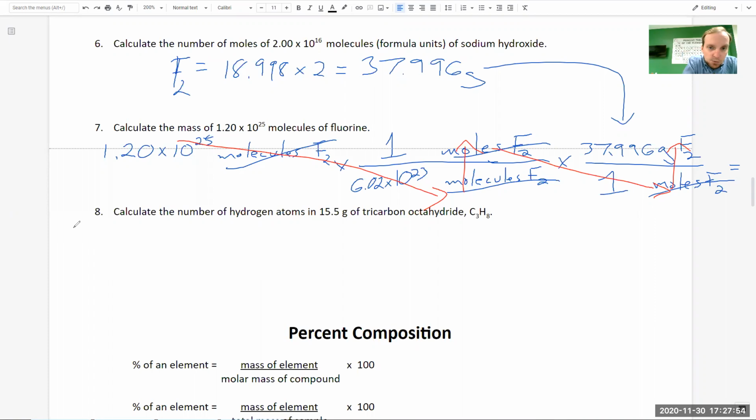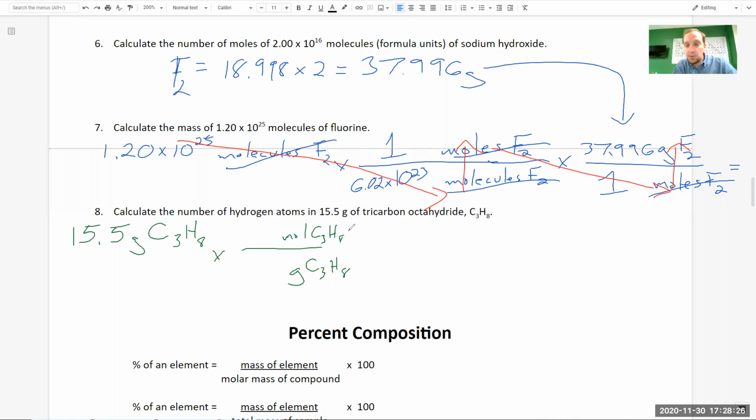What we have here is 1.55 grams of tricarbon octahydride, which is propane. So we're going to calculate the number of hydrogen atoms, not just atoms, but specifically hydrogen atoms in that molecule. So what we need to do is cancel out our grams first. Then we're going to go to moles, because we know how many grams of this are in any mole. How do we know that? Because we know molar mass.